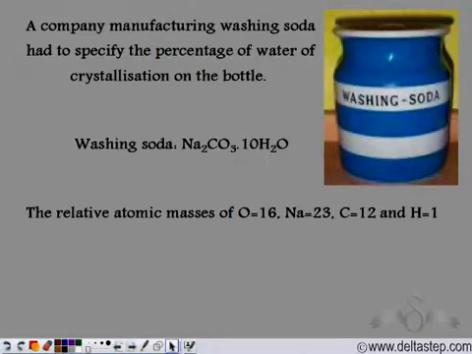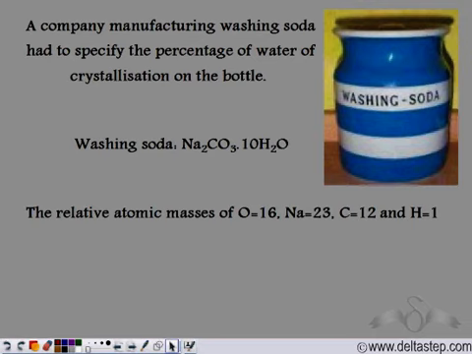A company manufacturing washing soda had to specify the percentage of water of crystallization on its bottle. So what is the percentage of water of crystallization in this washing soda? Now, we are given the atomic masses of each of the elements. We have to find the percentage composition of the water of crystallization.